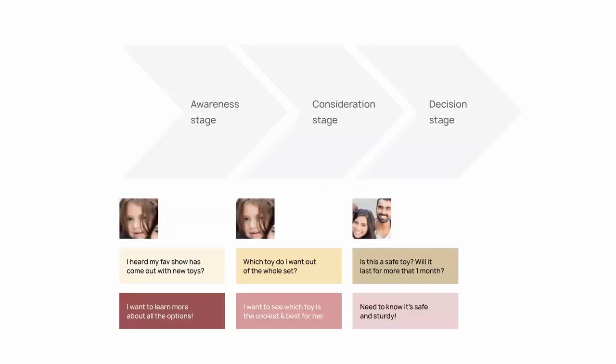So for example, at the awareness stage: I heard my favorite show has come out with new toys. I want to learn more about all the toy options that are out there. The consideration stage is like, which toy do I want out of the whole set? I want to see which toy is the coolest and best for me. So the content you'd be producing would be along those lines. Versus at the decision stage: is this toy safe? Will it last for more than one month?